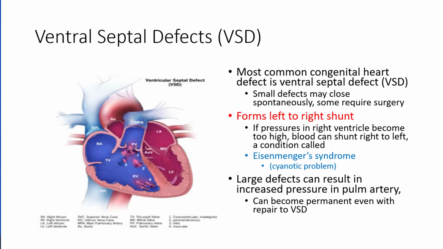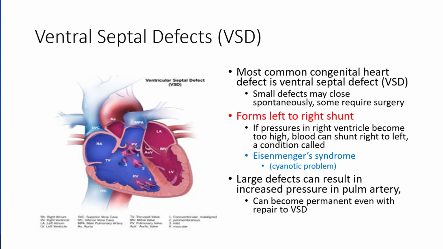And then we have ventricular septal defects. It's actually one of the most common defects. Small defects might actually close on their own spontaneously. Some may require surgery. Again, it typically forms a left to right shunt, and the same rules apply as with atrial septal defects.